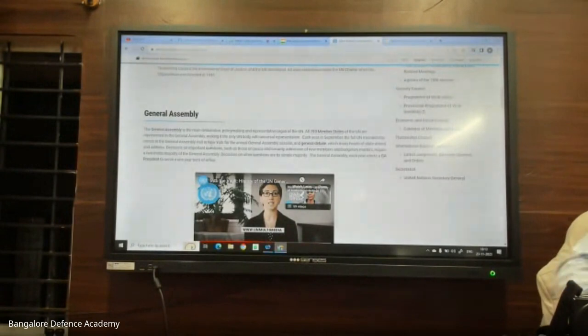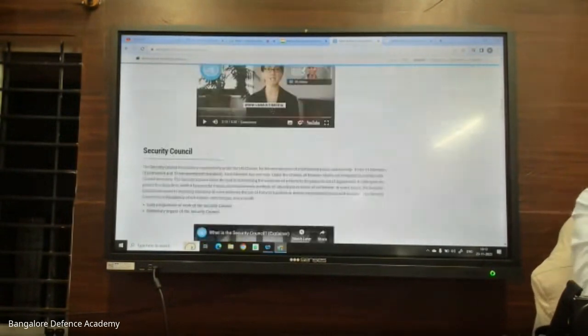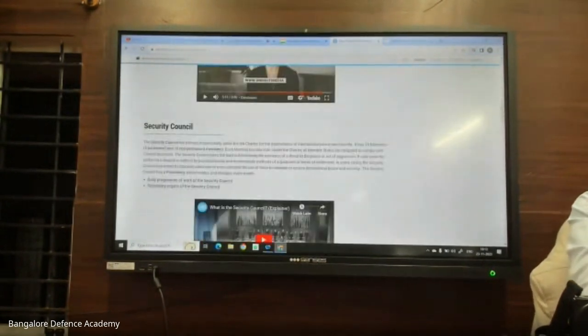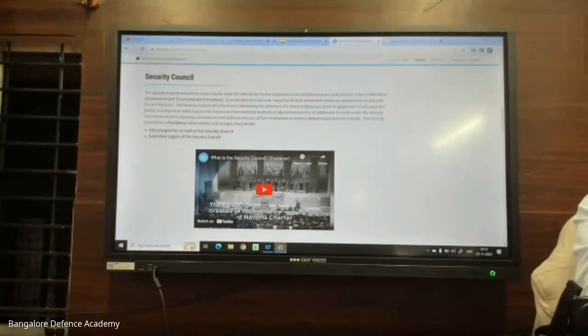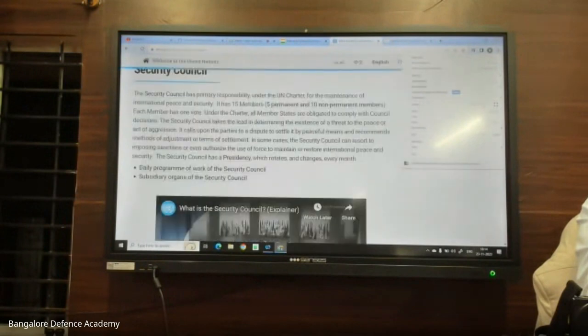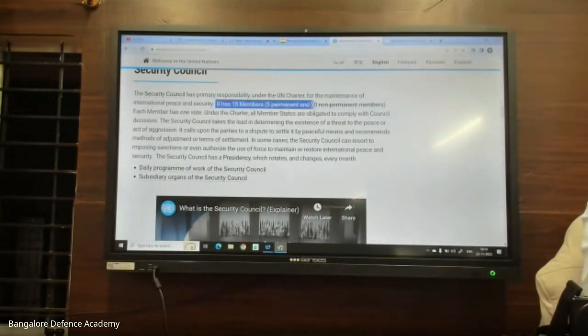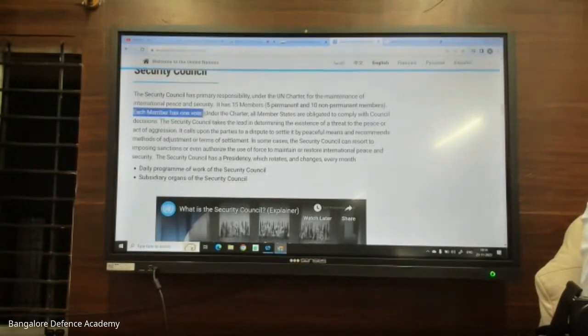Okay, the headquarters of UNO is in New York. Next, write down Security Council, the United Nations Security Council. Look at this, I'm highlighting it. Keep your eyes on the screen, everyone. It has 15 members, 5 permanent and 10 non-permanent members. Each member has one vote.